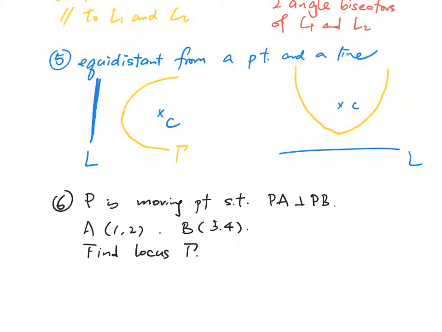So which is called gamma. As a picture, you have point A (1, 2), and point B, which is (3, 4). And now you have a point P which makes two lines, so that PA is perpendicular to PB.